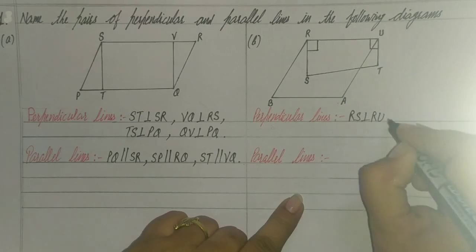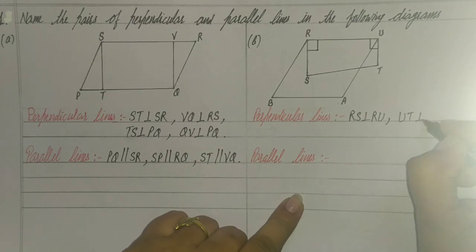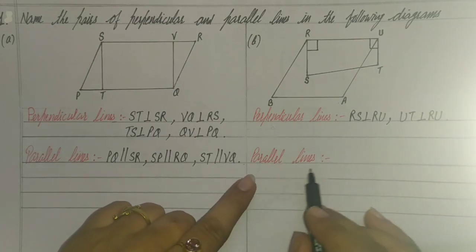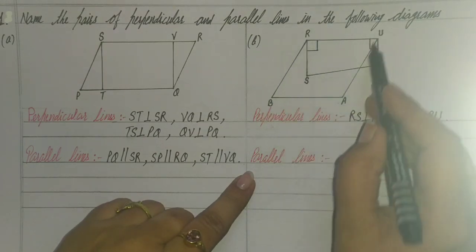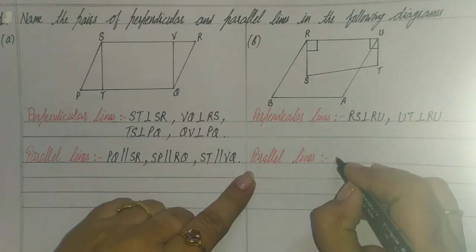RU and UT is perpendicular to UR or again RU. Now let's talk about the parallel lines. First of all, we'll take this figure ABRU, this quadrilateral here.